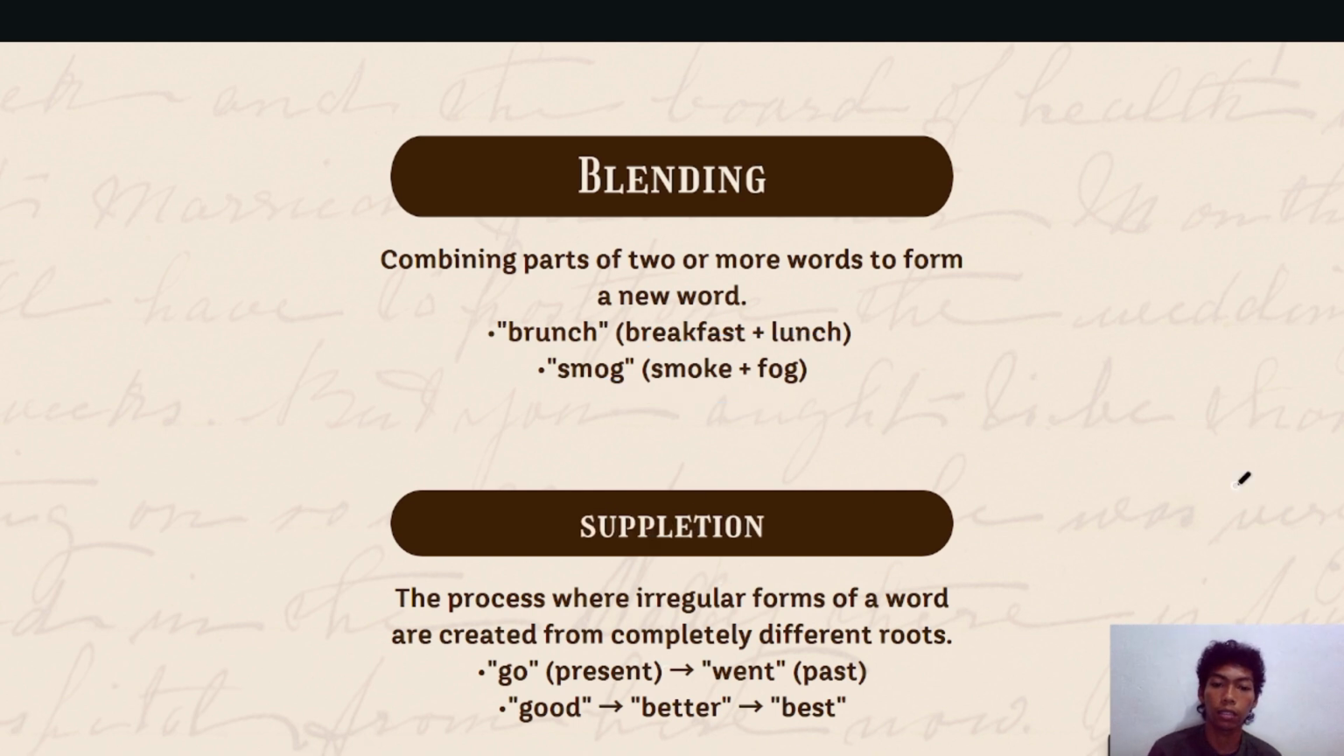Okay, the next is suppletion, the process where irregular forms of a word are created from completely different roots, like the past tense of go is went, or good becomes better and then best. It is totally irregular and not following the rules, like the past tense where you add the suffix ed, yeah, something like that.